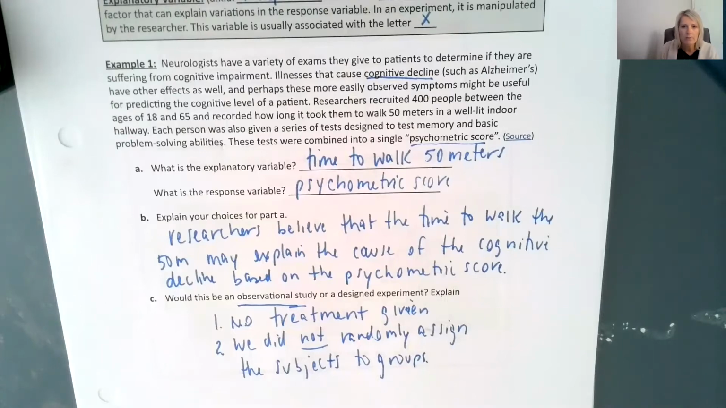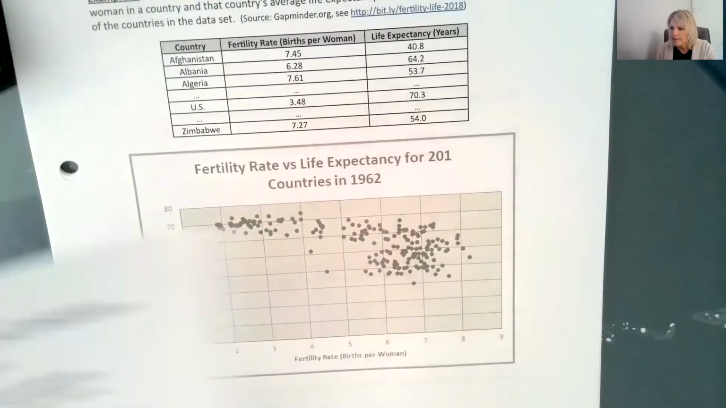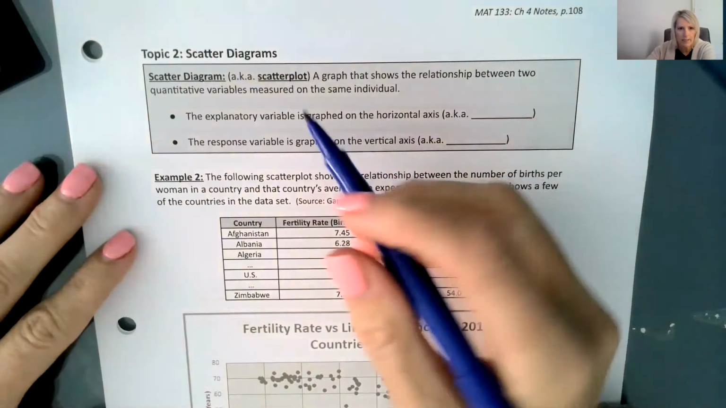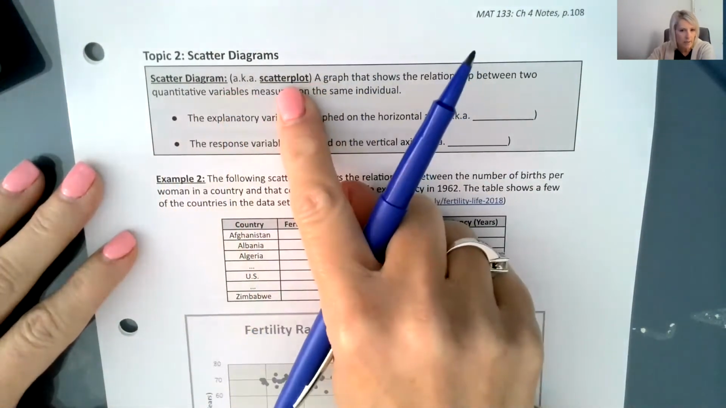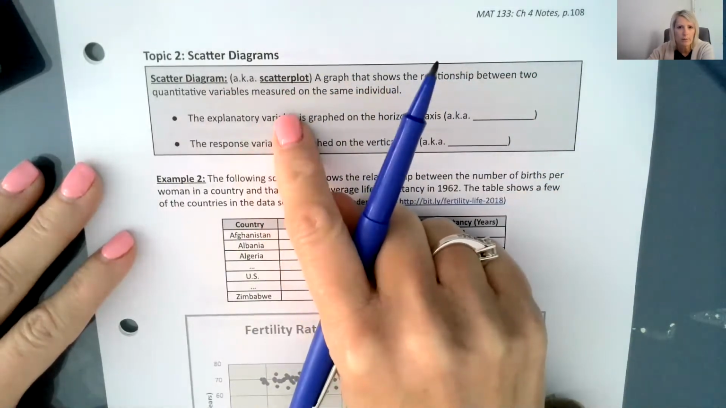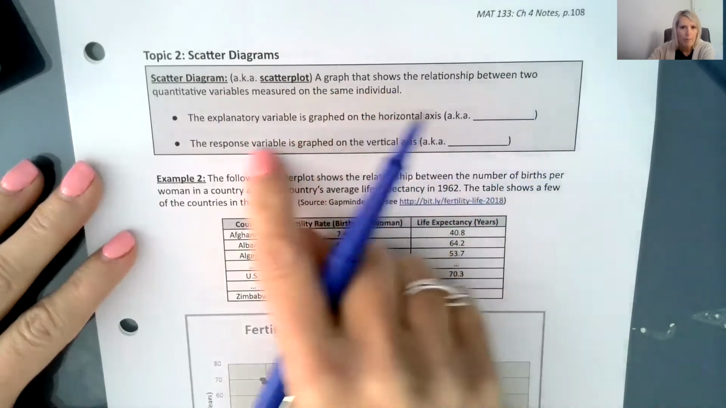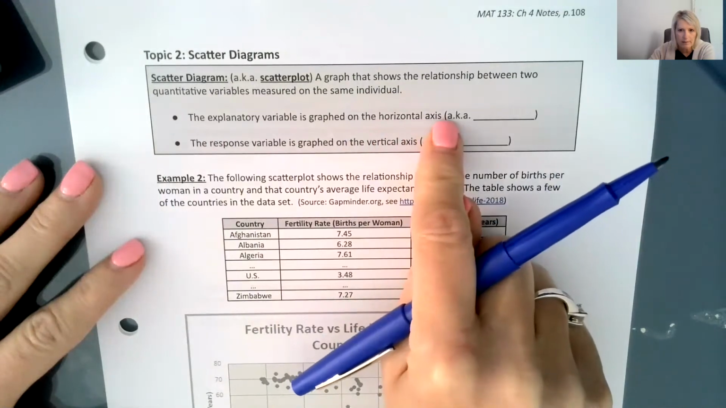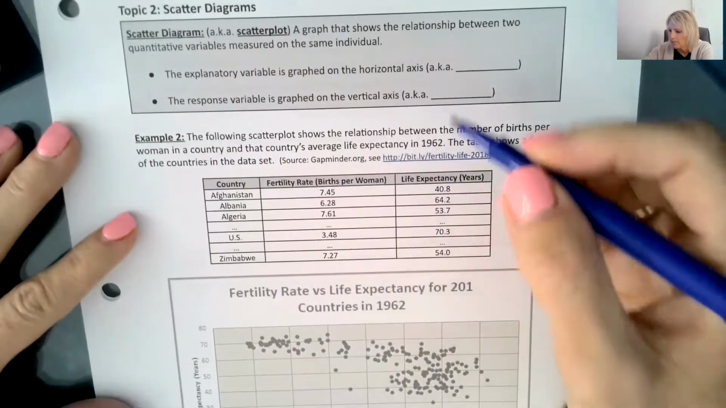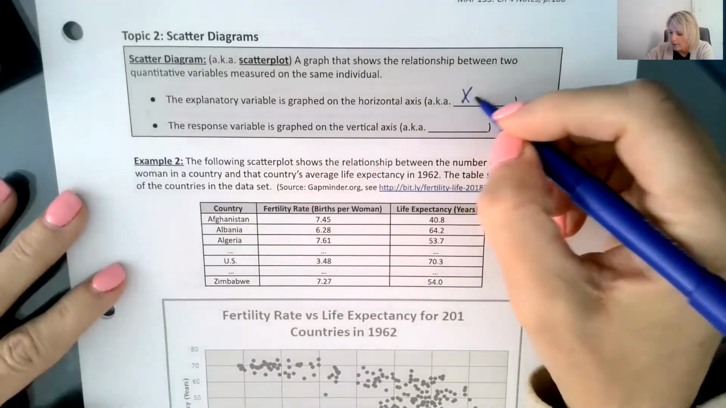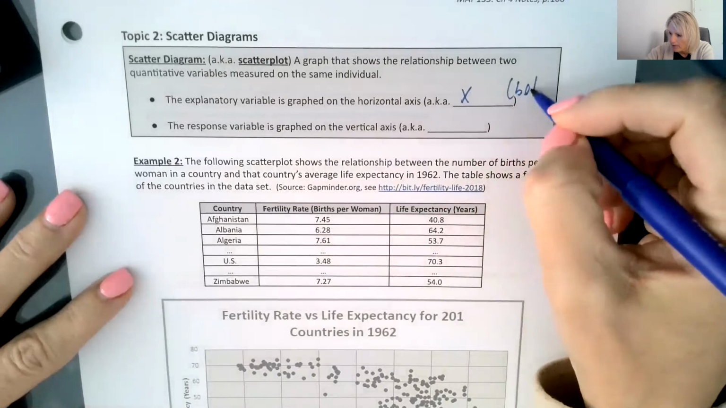We're now going to look at a scattergram and what a scattergram tells us visually about how these two variables could be related. So a scattergram can also be called a scatter plot. It's a graph that shows the relationship between two quantitative variables measured on the same individual. The explanatory variable is graphed on the horizontal axis. We say AKA, that's the X variable. So it's at the bottom of the graph.